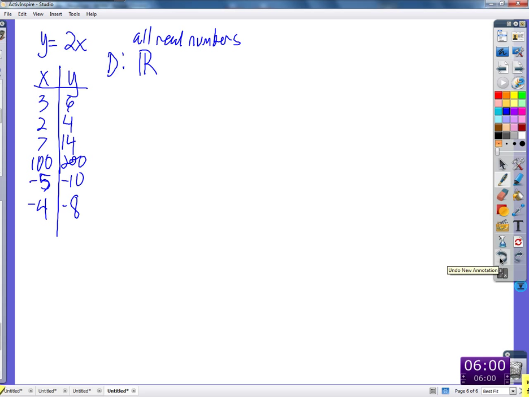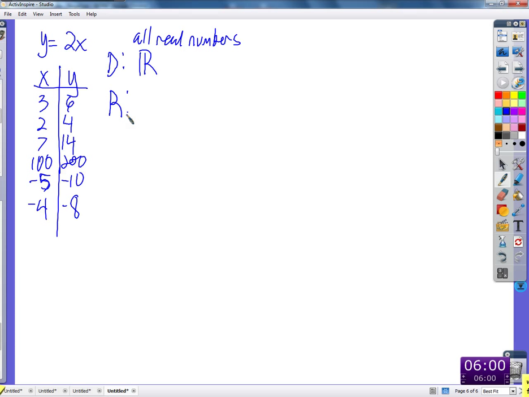What are we saying? You can take any number and do what to it? Multiply by 2. Can you multiply any number by 2? Mm-hmm. Is there any number that you can't multiply by 2? Mm-hmm. That's quite a thing. Sounds like a great product. Multiplication by 2. Works on any number. People want to buy it. Okay. How about the range?